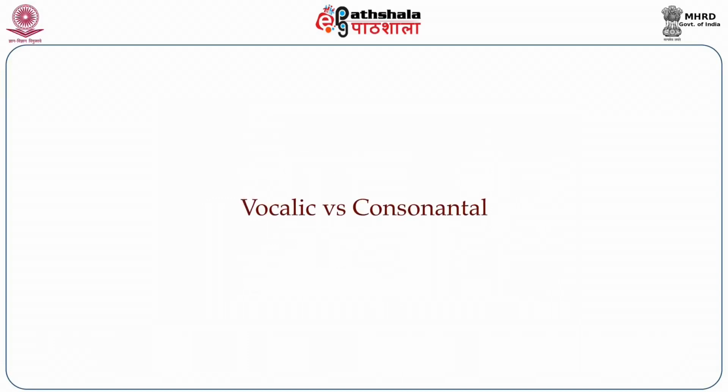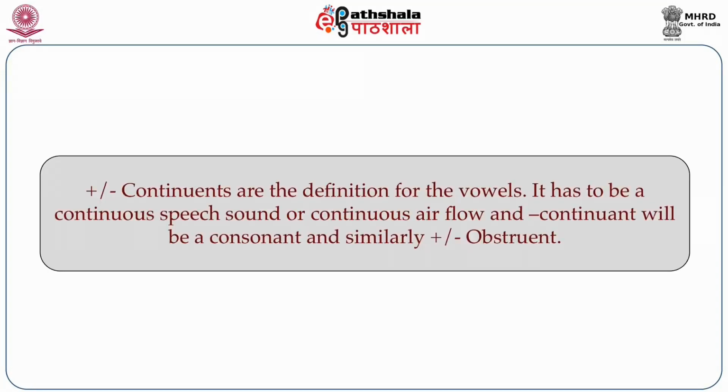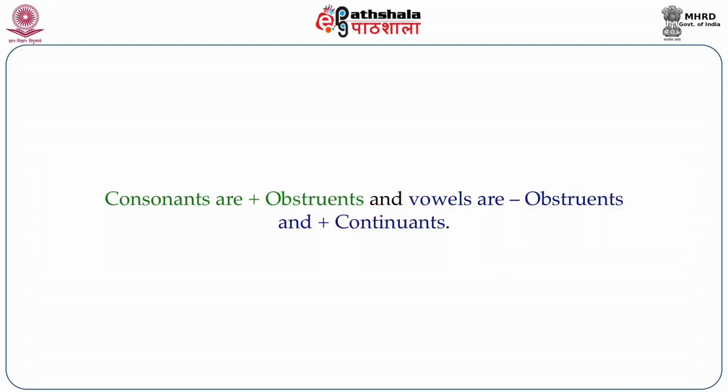So as we come to the vocalic versus consonantal, I would like to remind you that in articulatory terms, plus or minus continuant is the definition for vowels. That defines the vowels. It has to be a continuous speech sound, continuous airflow, and minus continuant will be a consonant. Similarly, plus or minus obstruent. Plus obstruent would be a consonant, minus obstruent would be a vowel.